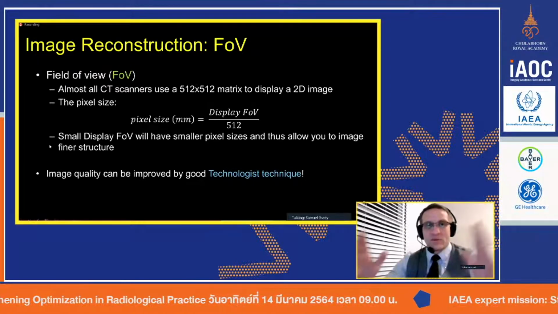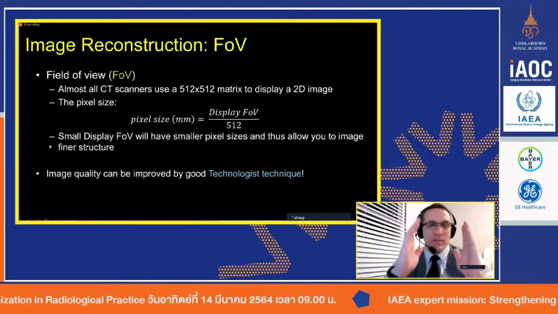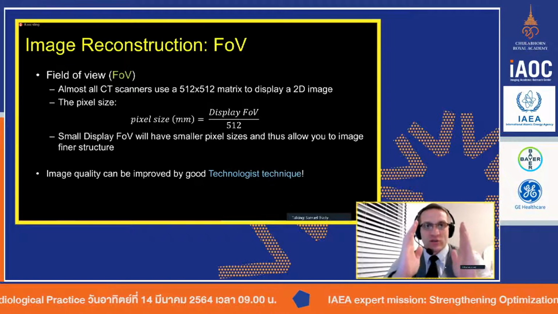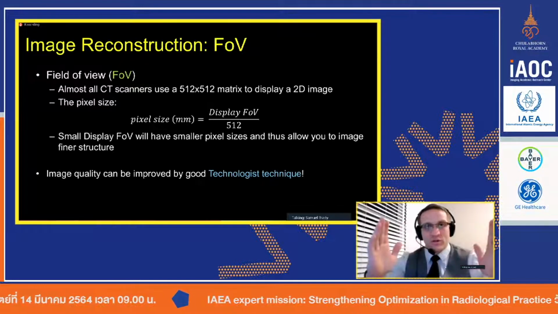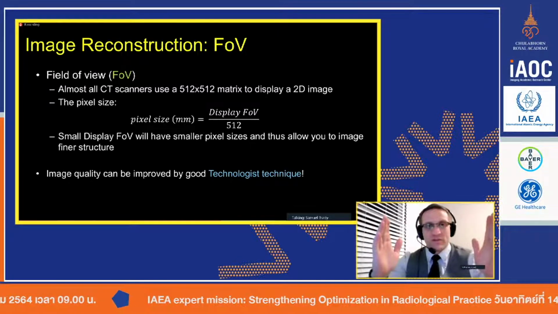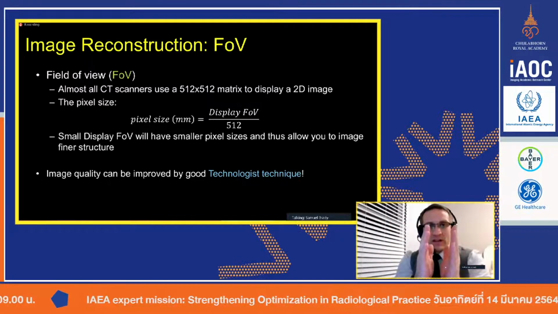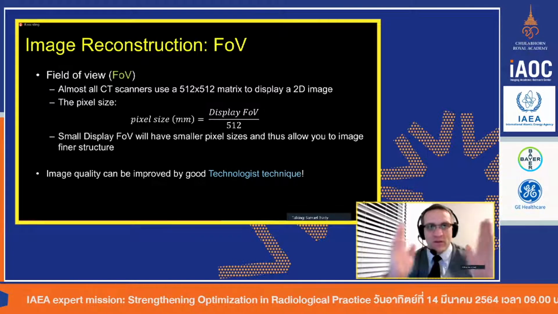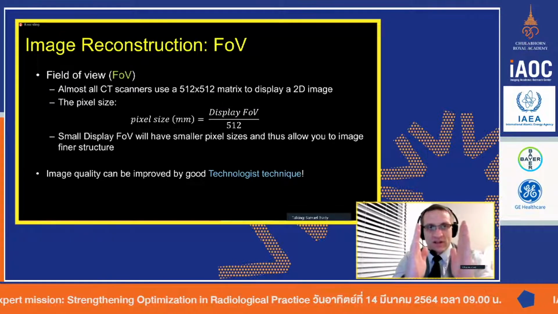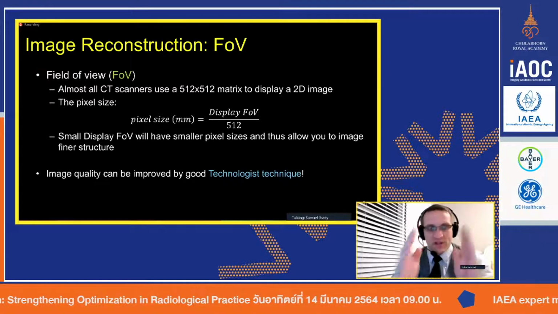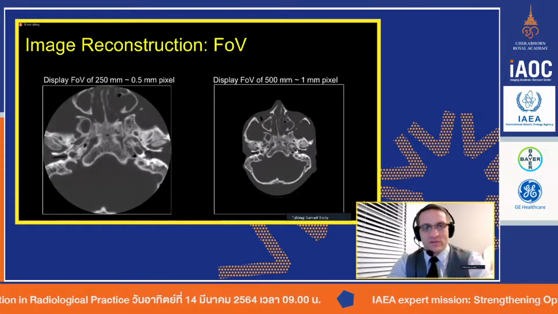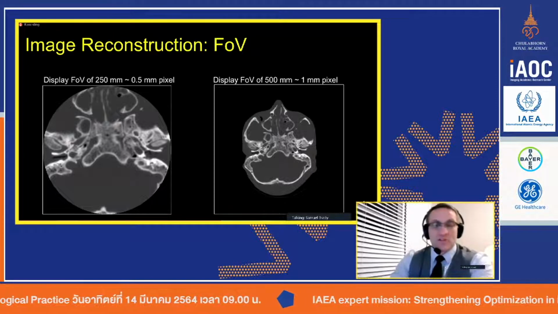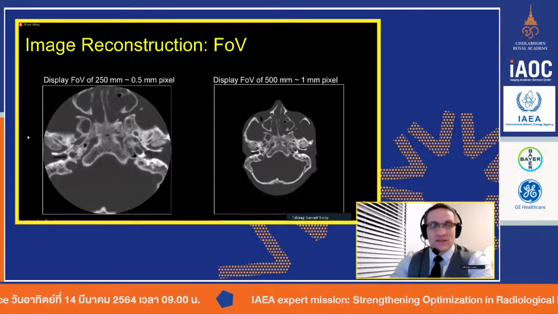And so this is actually one of those important things, a good way to optimize and get good image quality: have good technologist technique. You don't want just large fields of view. Obviously, you don't want to clip the data or the patient anatomy, but if your technologists are always setting their field of view to the appropriate size of the anatomy, they're going to maximize the resolution of the image. And so spatial resolution in this case is optimized.